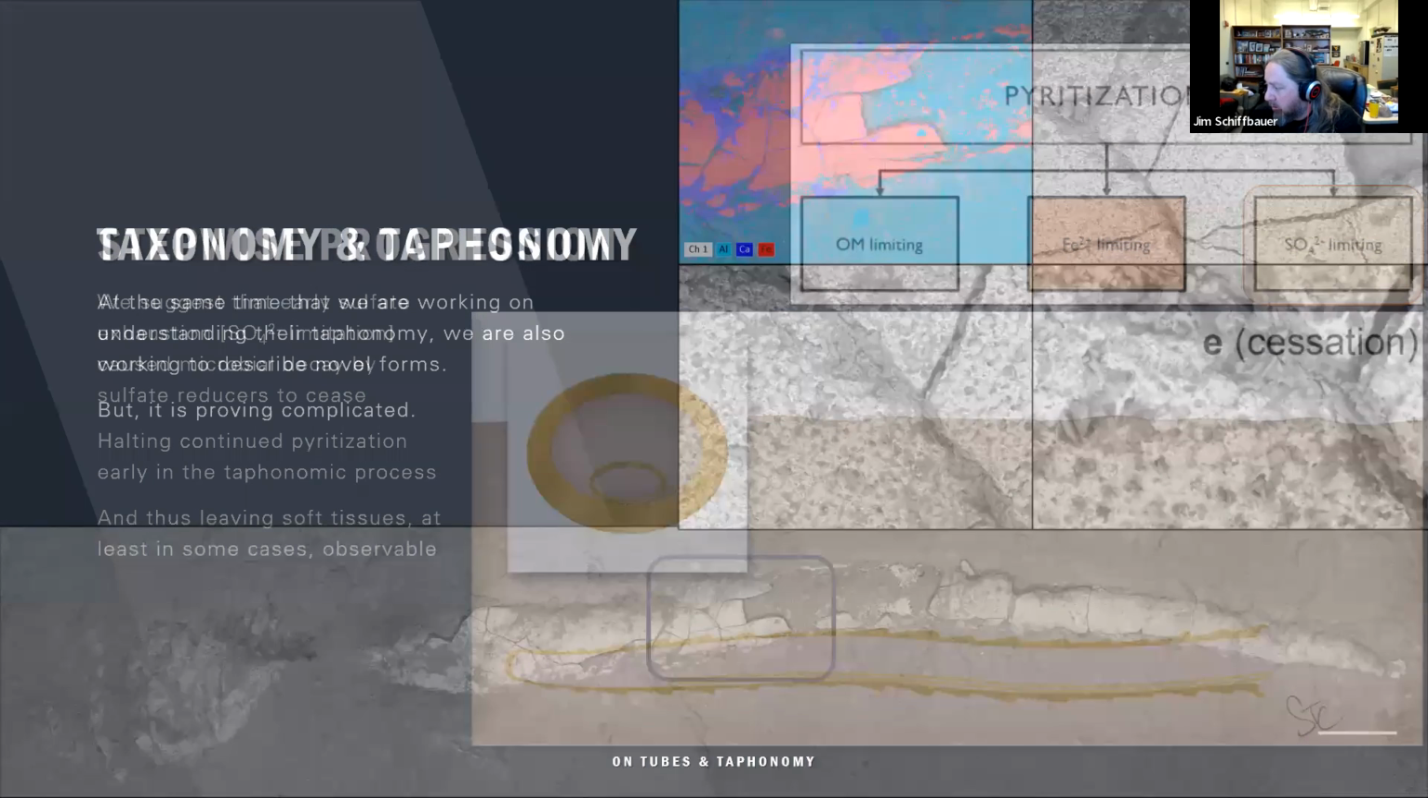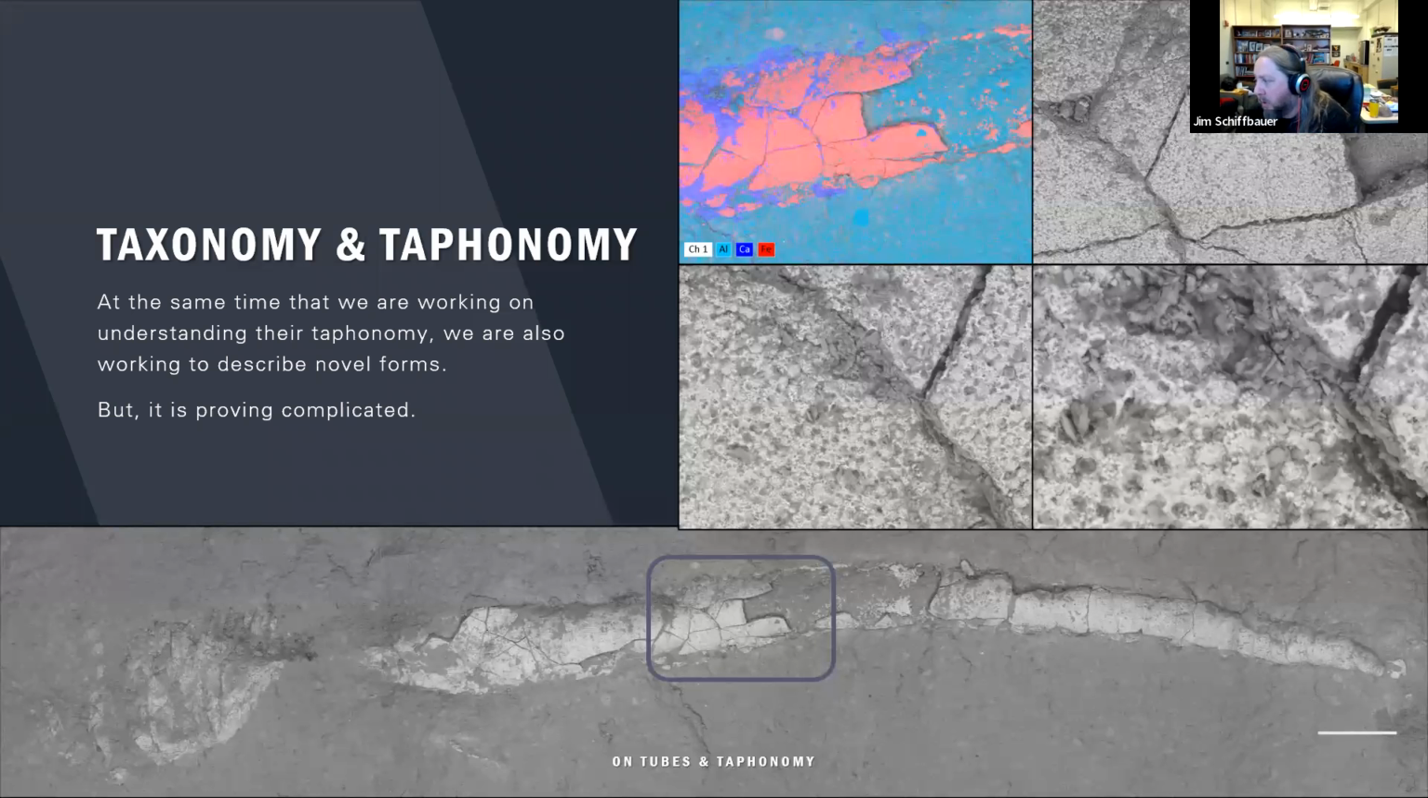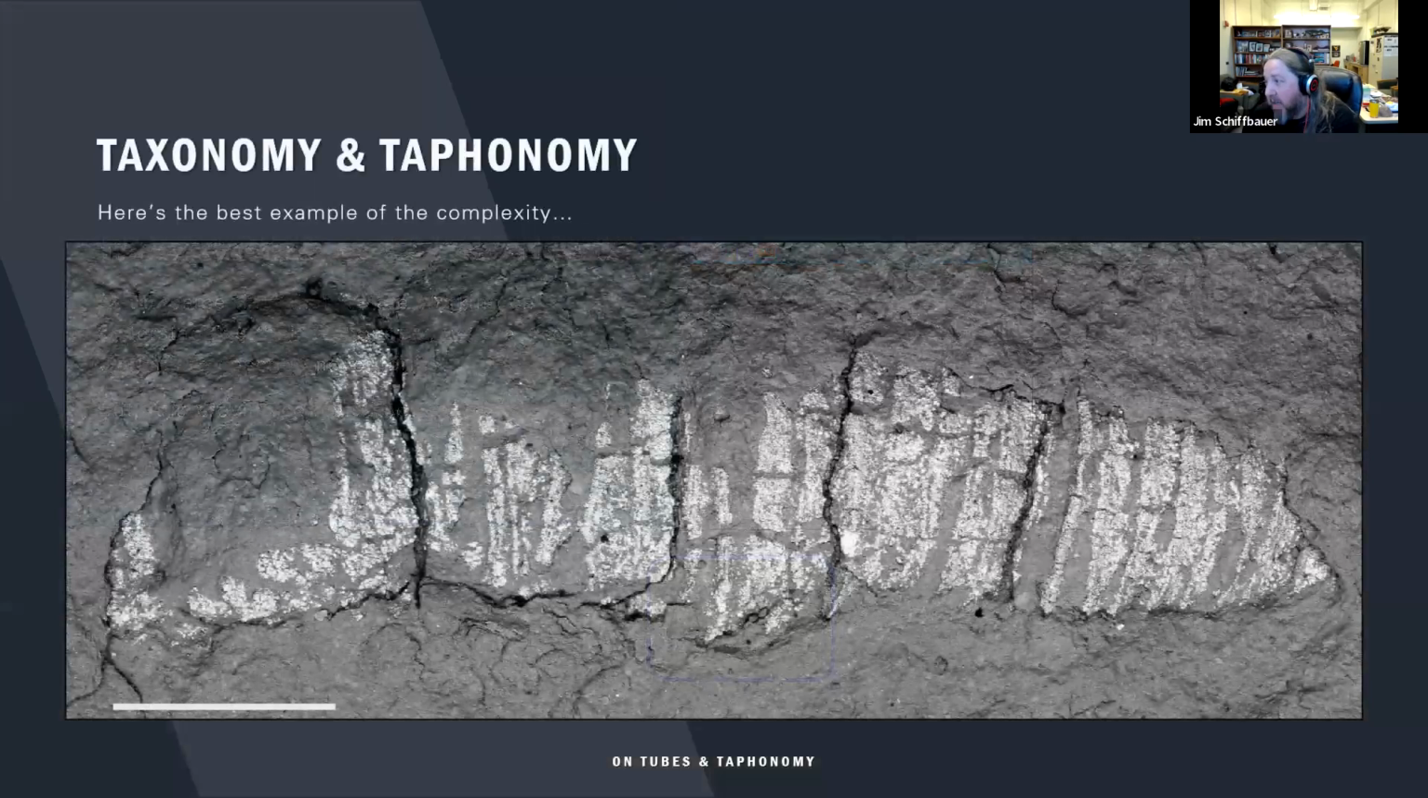But I will say, as we've been working on the taxonomy of these organisms, taphonomy is proving to be a really complicating factor in understanding the diversity that we actually have. And I'll give you the best example I have of that. This, I think all of us would agree, looks just like the Saarina that we named after James Hagedorn.